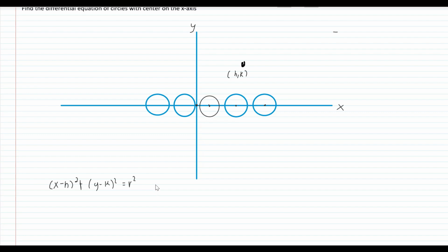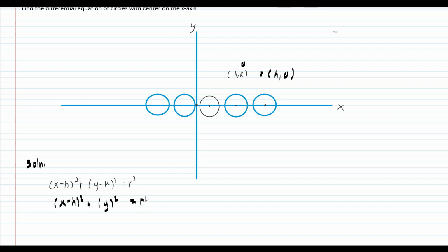The center of the circle is located on the x-axis. Therefore, this would have an equivalent value of (h, 0). Therefore, we substitute 0 for k. This is (x − h)². This will be our solution, plus (y − 0)², or y², equals r².